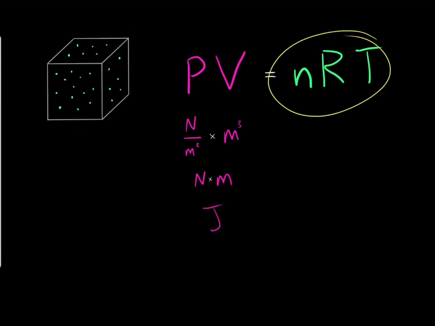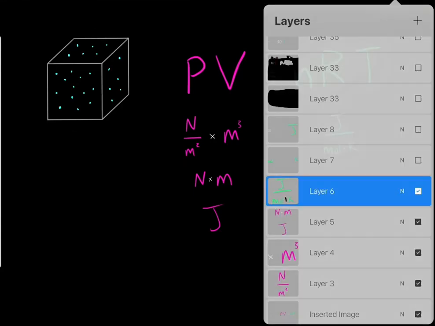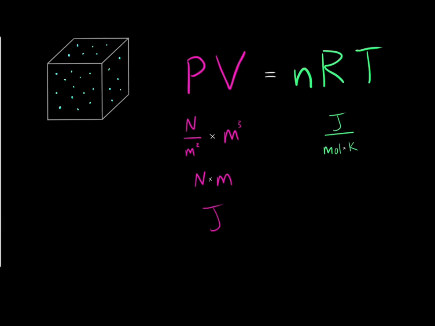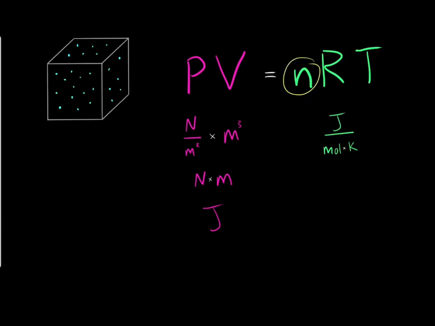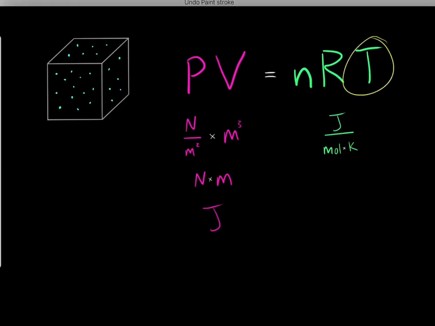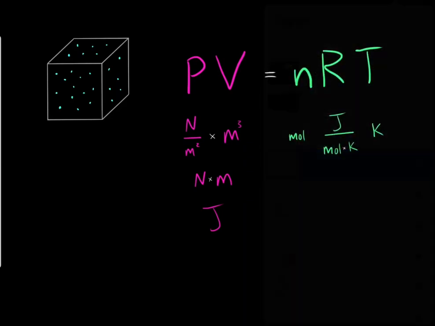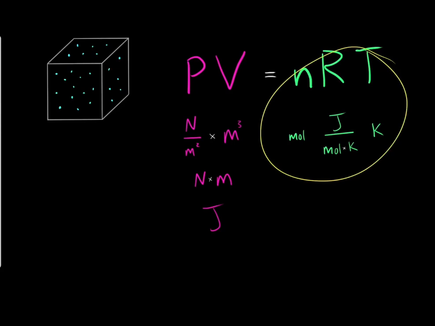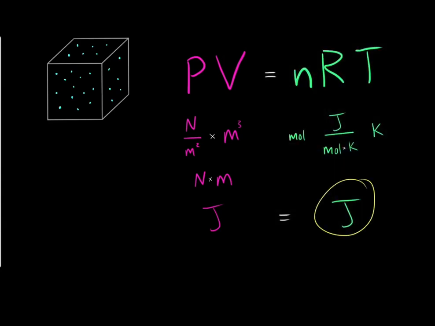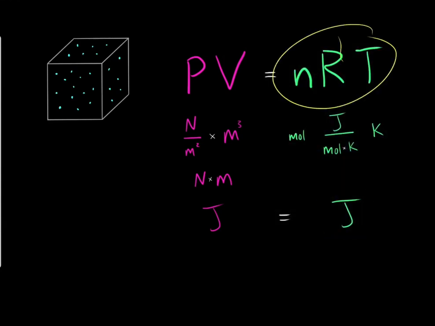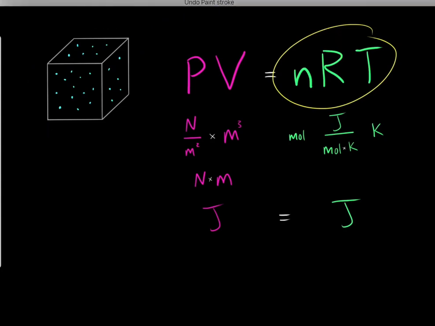But what does this side of the equation tell us? Well, what are the units of the ideal gas constant? It's just joules per mole Kelvin. And again, what is this N? This N is moles. What is this temperature? This temperature is Kelvin. So if you multiply all these units, the moles will cancel and the Kelvin will cancel. And again, you're left with energy. You're left with joules. So this is another way to determine how much energy is in this system.